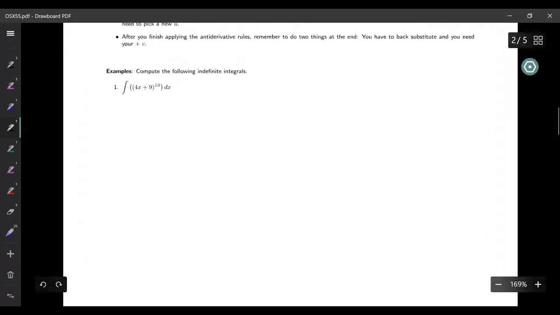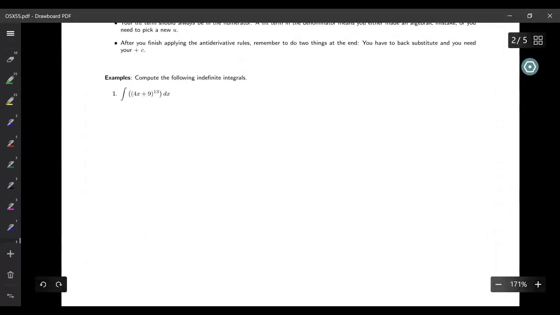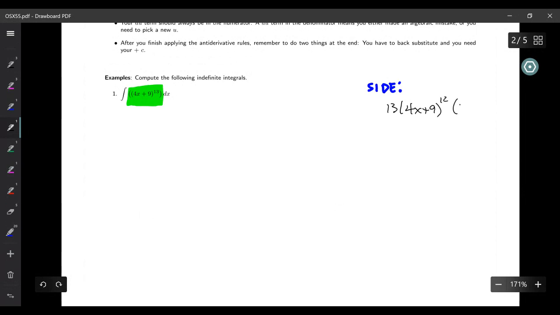All right, so here's our first example. If you were to look at this, if I was just looking at the integrand and took the derivative of that, it would be 13. All right, this is just a little side. It would be 4x plus 9 to the 12th power times the 4, right?